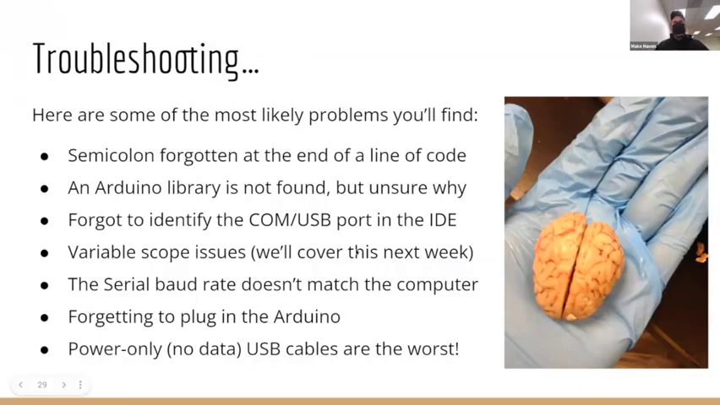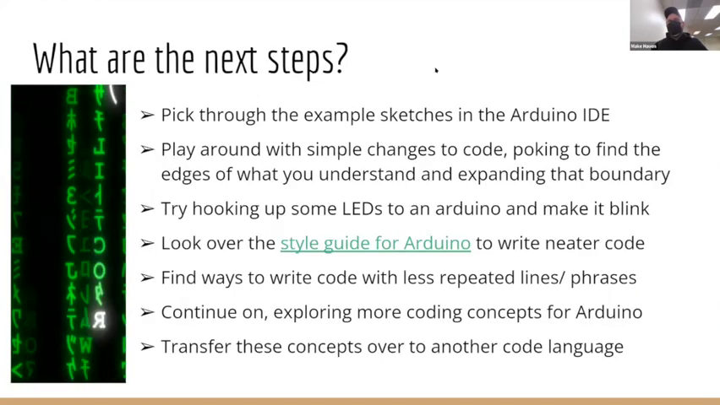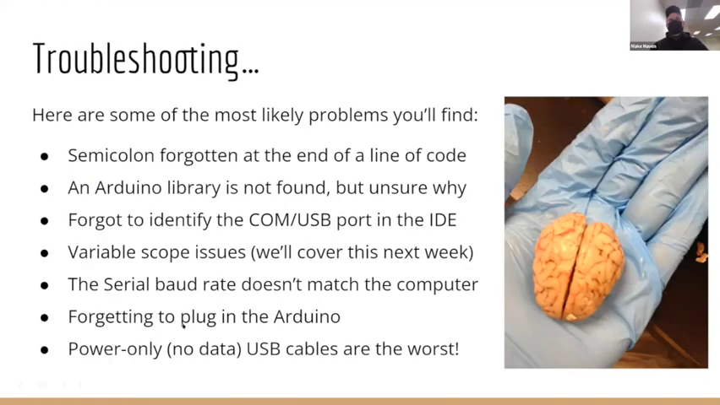You can also have variable scope issues. We covered it this week. That line needs amended. The serial baud rate doesn't match. This is a thing that you might get if you're jumping from one IDE to the next, forgetting to plug in the Arduino or power. Those sorts of things can be really important to think about.